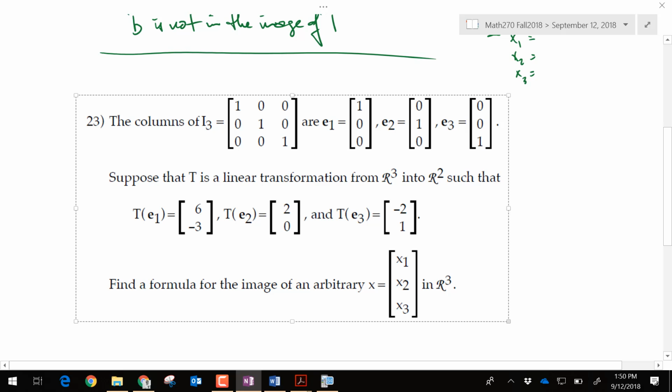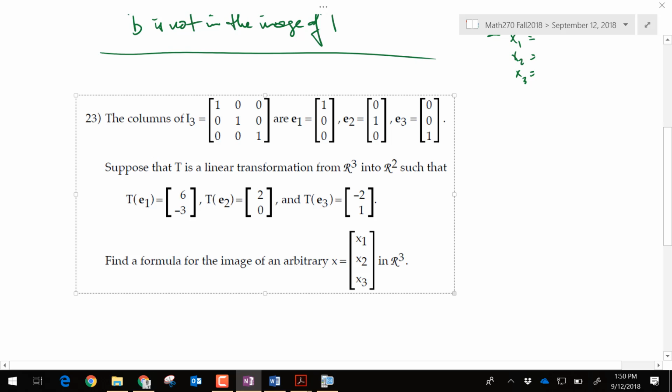Here they give us E1, E2, and E3, which is essentially I, J, K, in R3. Suppose that T is a linear transformation from R3 to R2 such that T of E1 equals 6, -3, and T of E2 is 2, 0, and T of E3 is -2, 1. Find the formula for the image of this thing. So we want to find a formula for T.